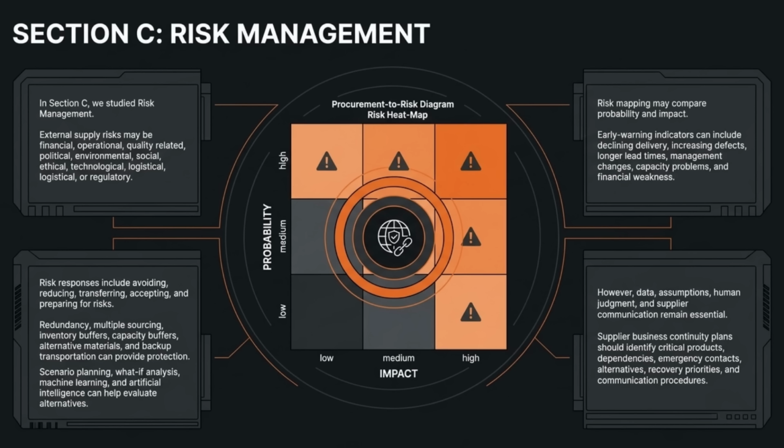Risk responses include avoiding, reducing, transferring, accepting, and preparing for risks. Redundancy, multiple sourcing, inventory buffers, capacity buffers, alternative materials, and backup transportation can provide protection. Scenario planning, what-if analysis, machine learning, and artificial intelligence can help evaluate alternatives. However, data, assumptions, human judgment, and supplier communication remain essential. Supplier business continuity plans should identify critical products, dependencies, emergency contacts, alternatives, recovery priorities, and communication procedures.